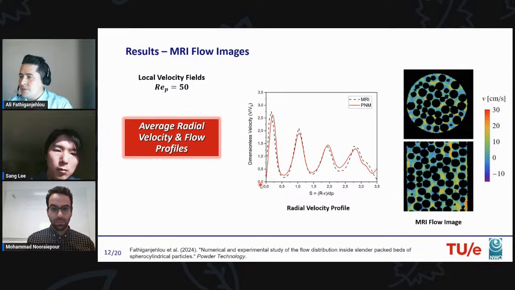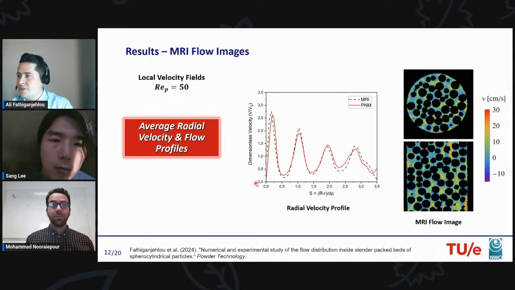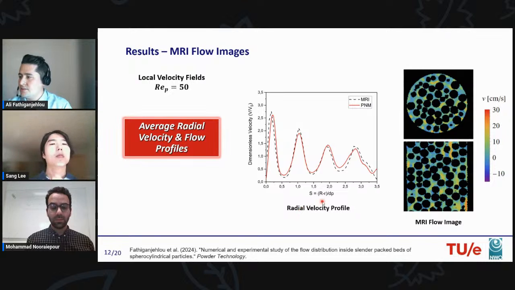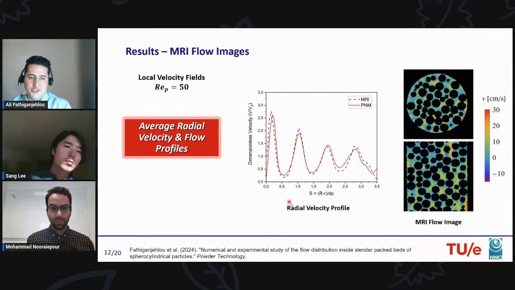Here you can see the radially averaged and dimensionless velocity profile plotted against dimensionless distance from the column wall. Values close to 0 correspond to the wall region. We can see that the radial profile of PNM matches quite nicely with MRI. And we can also notice that close to the column wall, we are observing high velocities.